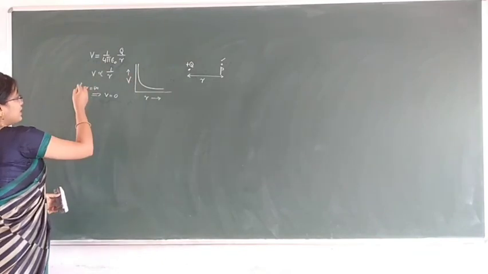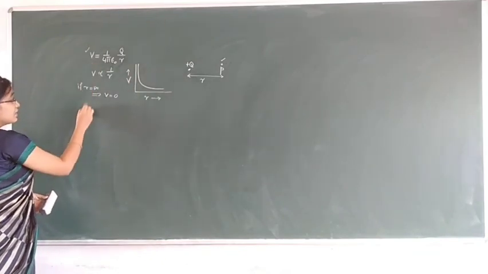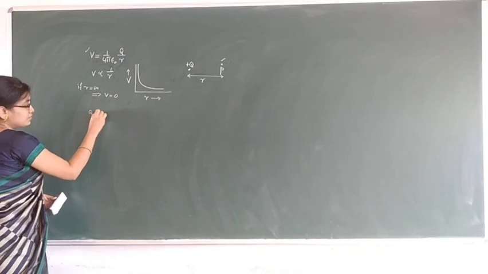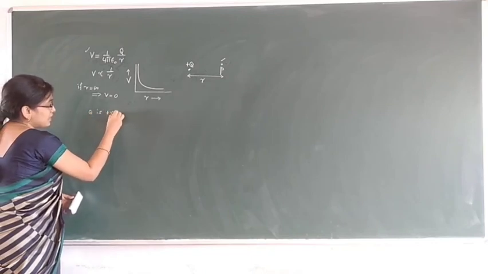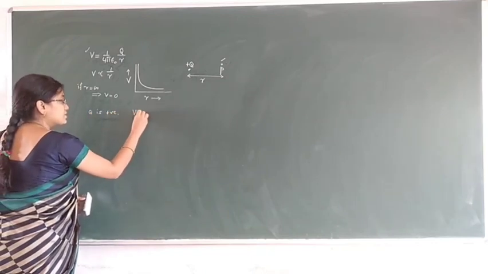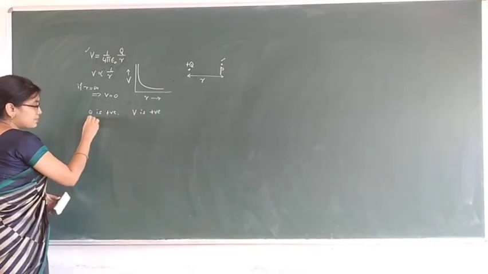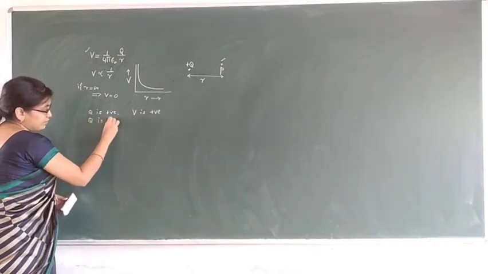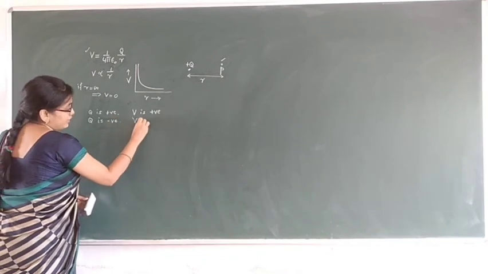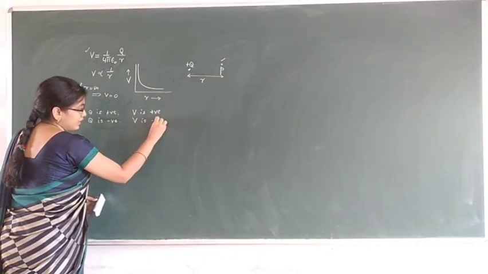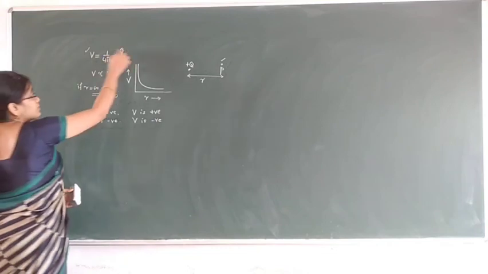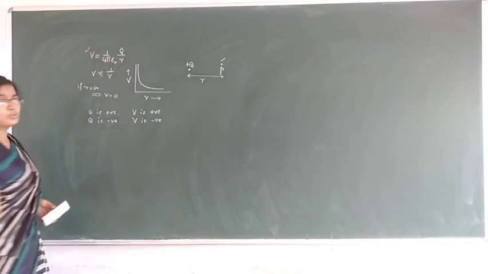And also you can conclude from this expression, if Q is positive, the source charge is positive, then the electrostatic potential is also positive. If the source charge is negative, then the potential is also negative, because it depends on the source charge Q.